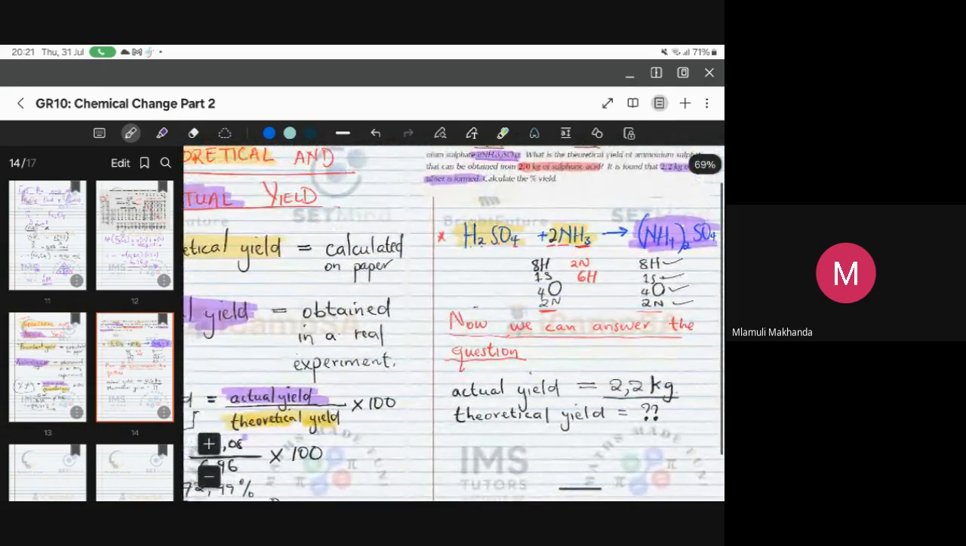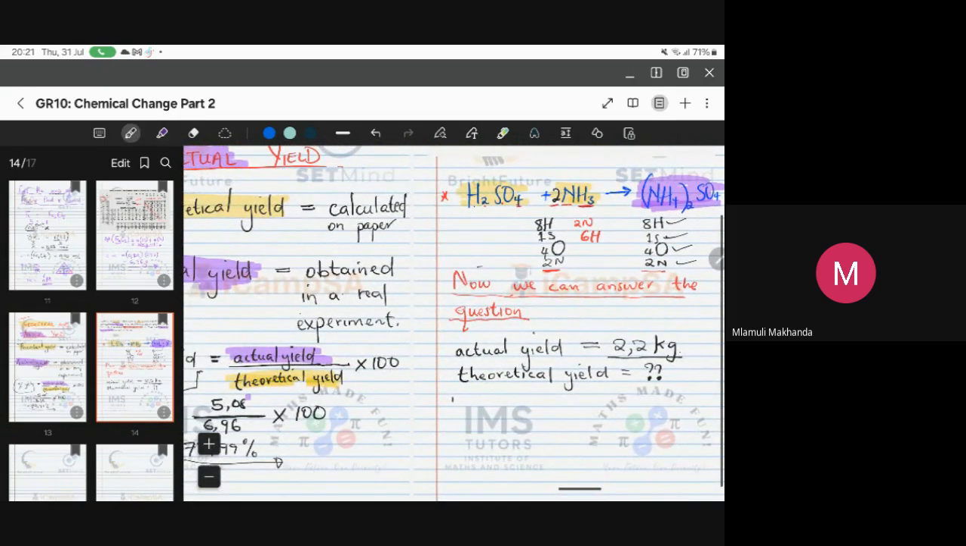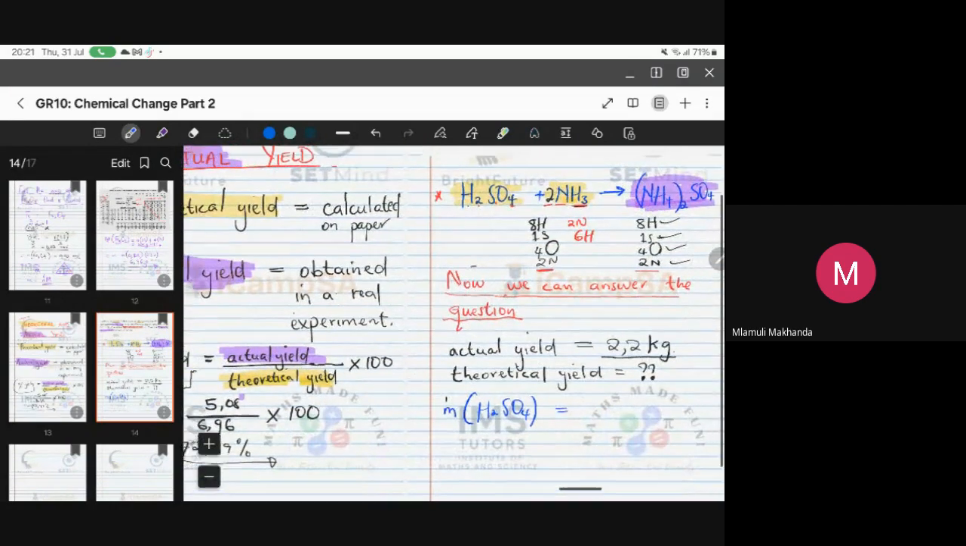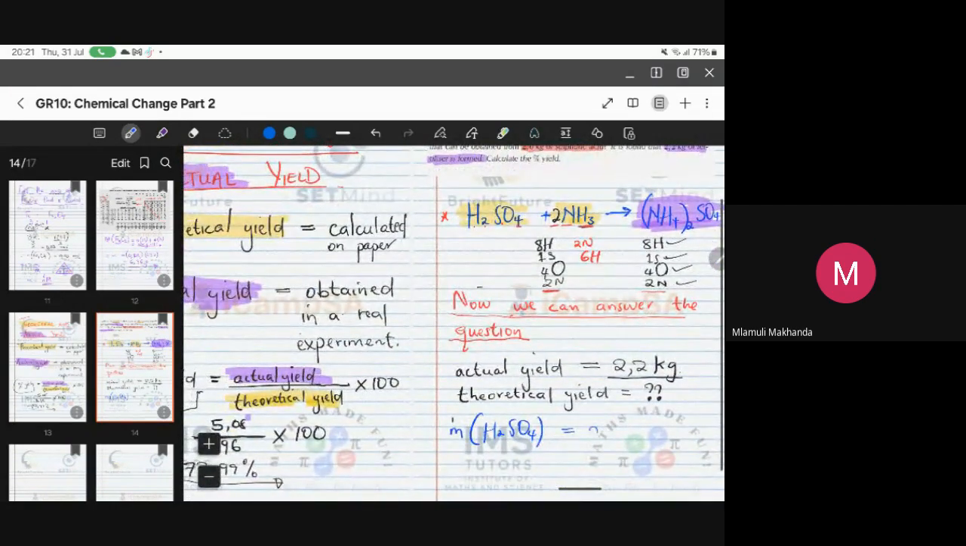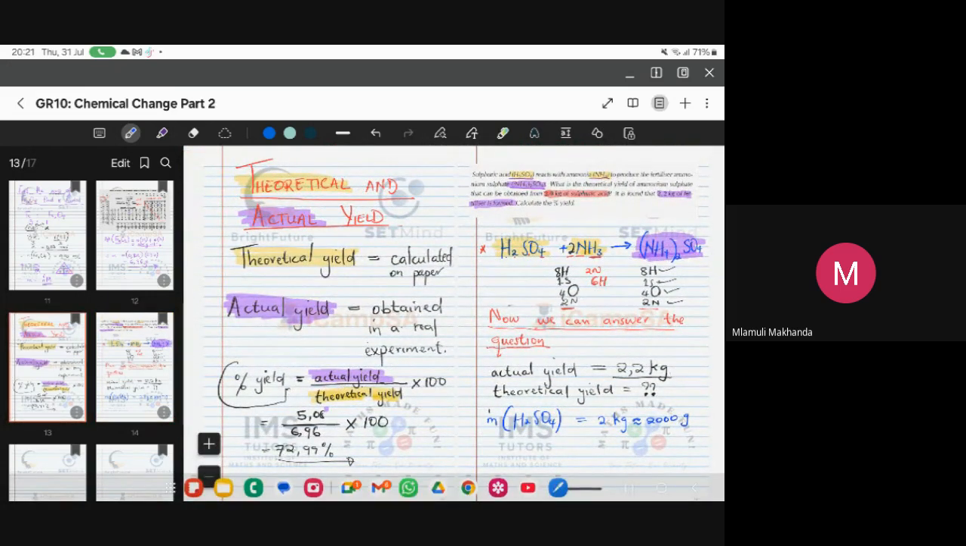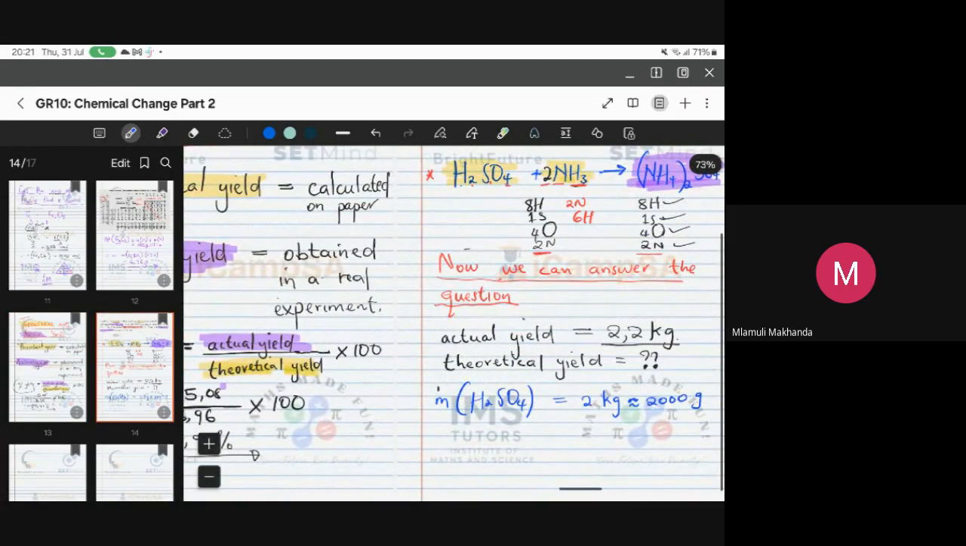Before we do that, we know that the mass of H2SO4 is given as 2 kilograms. That's sulfuric acid. Now convert this to grams. You don't work in kilograms in chemistry. Never. So this is 2,000 grams. Never ever use kilograms in chemistry. Always use grams. If you are given kilograms, convert, unless it's specified otherwise, but just stick to grams. So you multiply kilograms by 1,000 to get 2,000 grams.